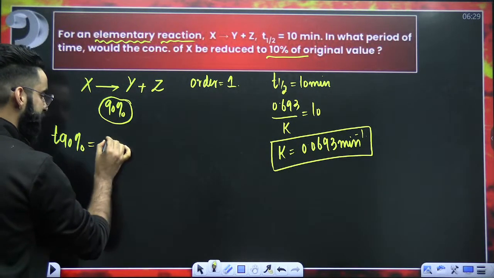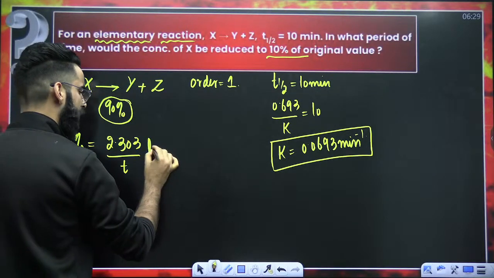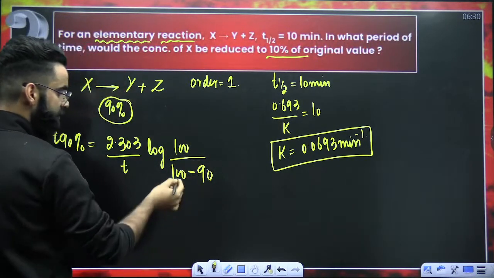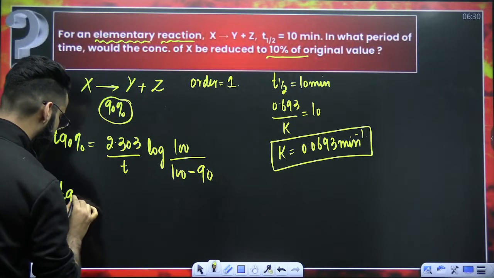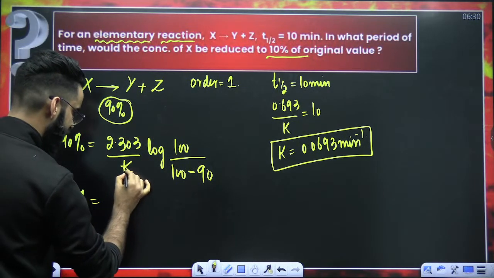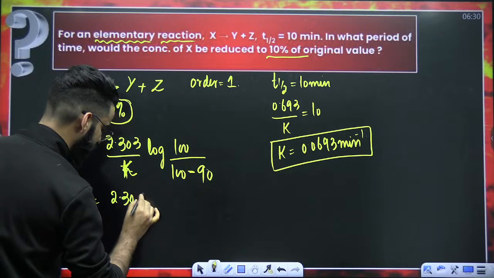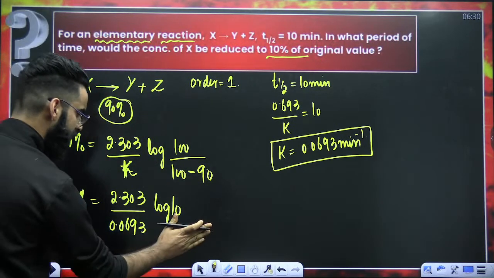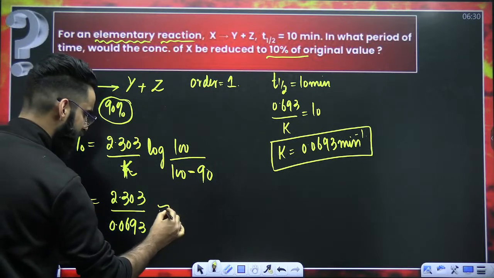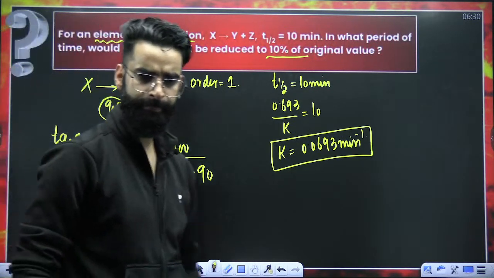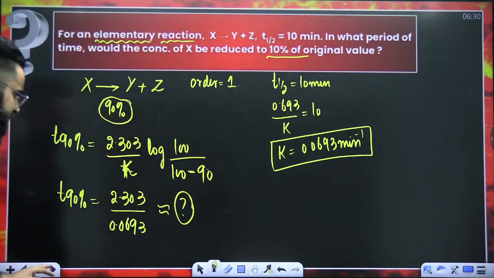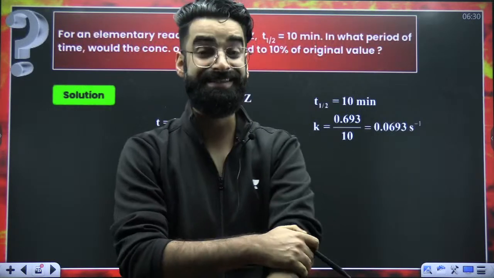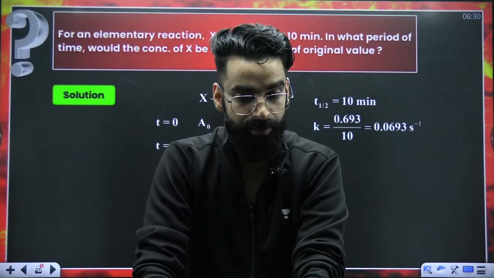So time taken to complete 90% of the reaction will be equal to 2.303 divided by K, times log of 100 divided by 100 minus X, and X is 90. So this is 100 divided by 10, which is 10. So it's going to be 2.303 divided by K. K value we have already calculated, 0.0693, and log of 10 is 1. You just need to do a bit of calculation and you'll get the time taken to complete 90% of the reaction. Is it clear? It's simple, guys, right? So the answer at the end of the question will be 33 minutes. It will take exactly 33 minutes to complete 90% of the first order reaction.